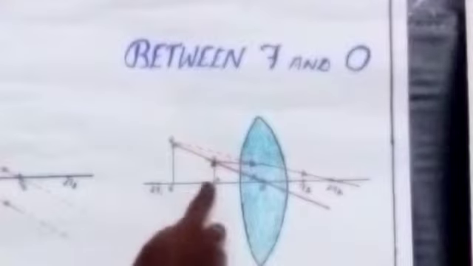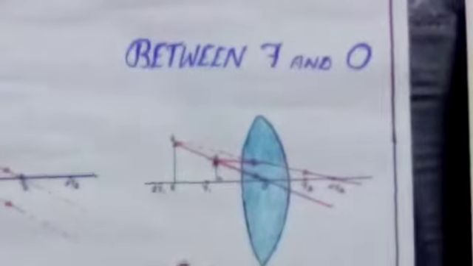What about the size of the image? The image is larger than that of the object. Larger size, and we are getting the image on the same side as the object. So this type of image is a virtual image. It is not a real image. It is a virtual image.